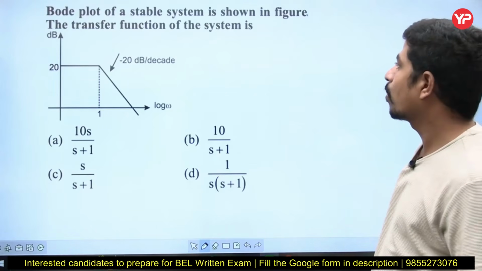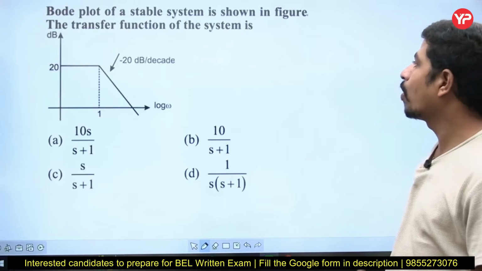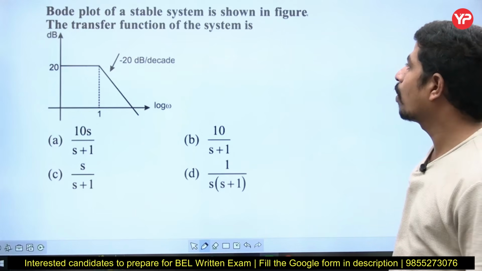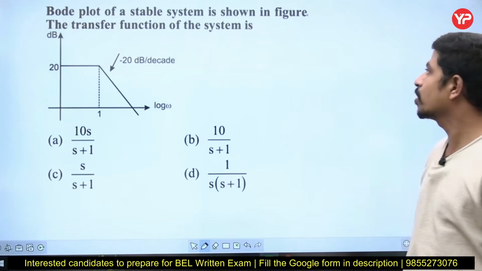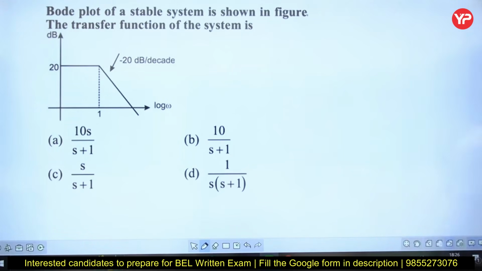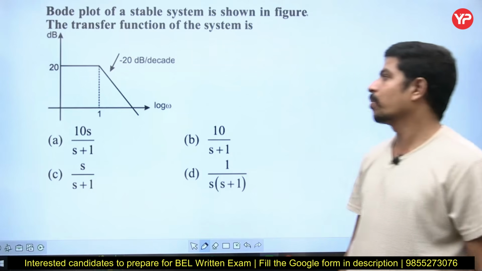This question is from Bode plot. The Bode plot of a stable system is shown in figure. The transfer function of the system is dash. As I told you in our classes, now itself I am going to explain how to get the transfer function easily from the Bode plot.